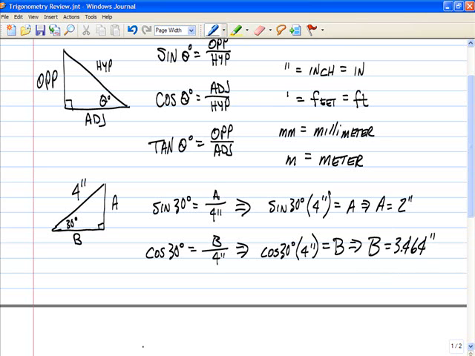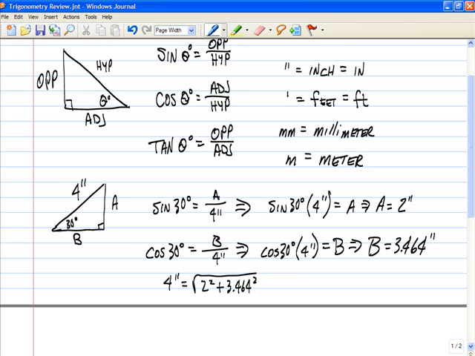Now what we could do is do the Pythagorean theorem, take 2 squared plus 3.464 squared, take the square root of that, and that better come out to 4. I'm just going to punch that in here real quick. Basically, this should be a true statement: 4 inches equals the square root of 2 squared plus 3.464 squared. And again, with the 3.464, that's rounded off, so you're going to lose some there.